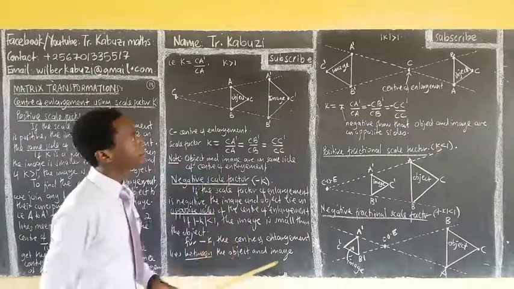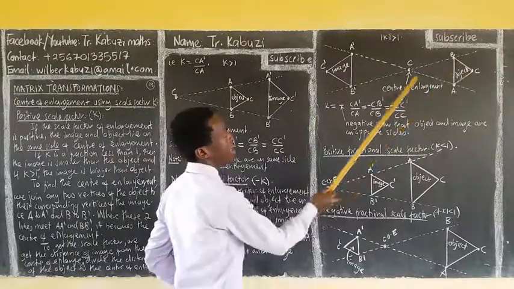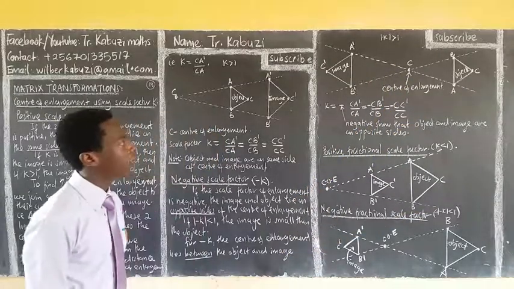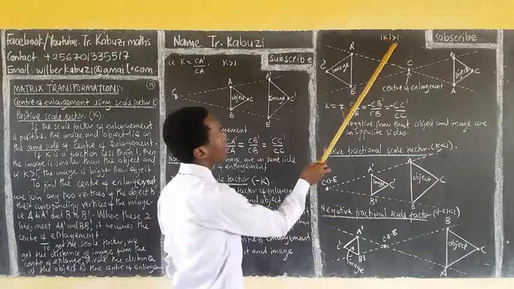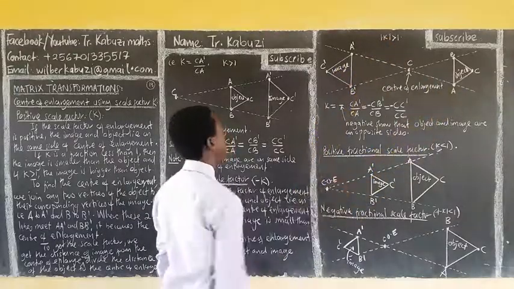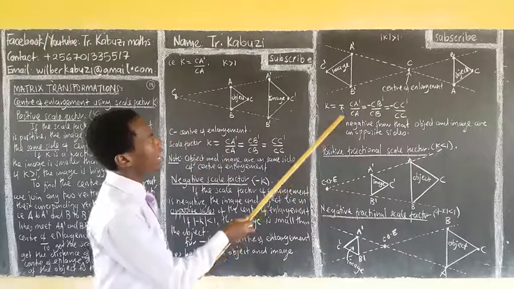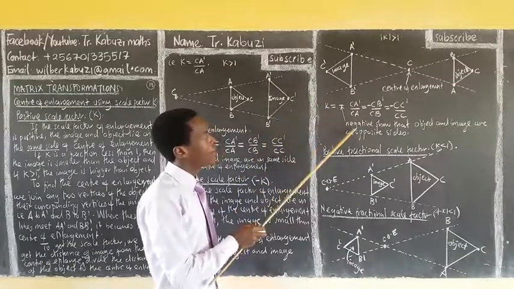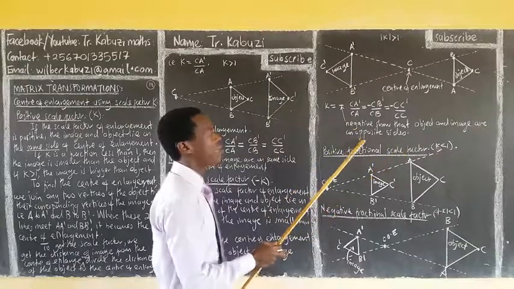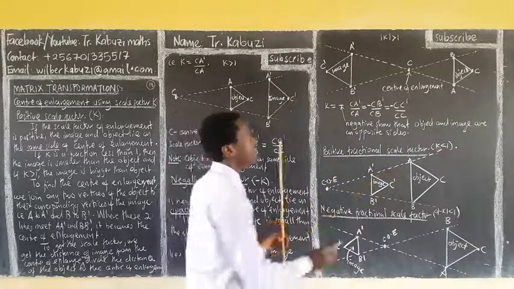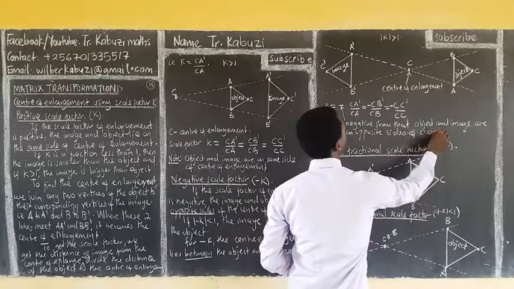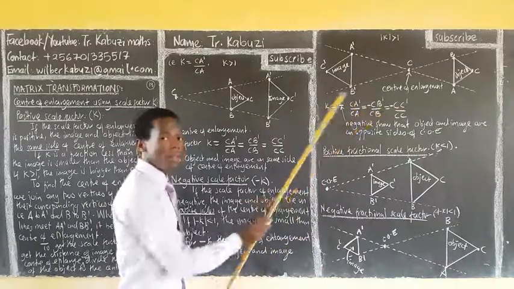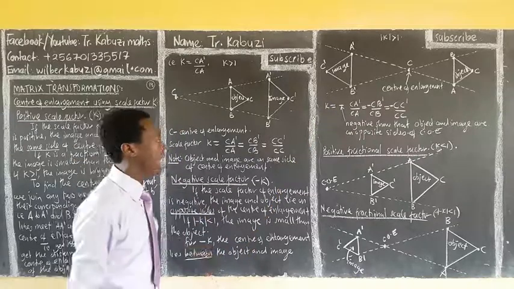The illustration is here. So this is our image and this is our object. And so the center of enlargement is in between the two, or these two are on opposite sides of the center of enlargement. If the magnitude of K is greater than 1, then the image is bigger than the object. Now, to get the scale factor, we start with the negative. Why are we starting with the negative? Negative shows that the object and the image are on opposite sides of the center of enlargement. That's why you start with the negative always. That one shows that they are on opposite sides, object and image.